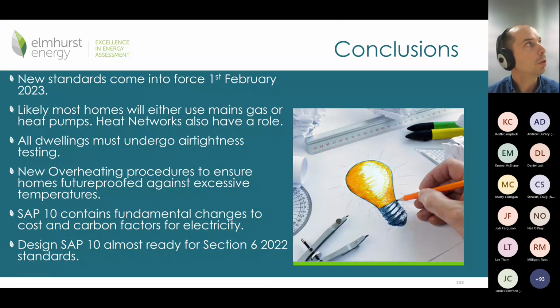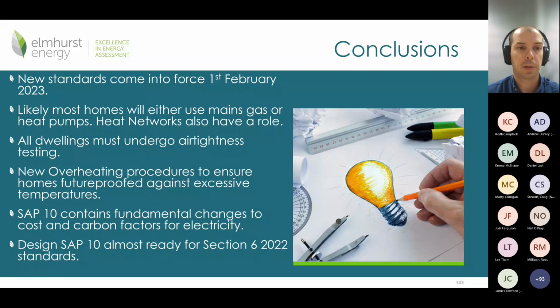Okay, so to conclude, we've been through a lot there in a short space of time. New standards come into force 1st of February now, not 1st of December. What we think will happen, most homes will either stick with mains gas, or if they're not on the gas network, they'll be looking at heat pumps, and obviously heat networks will have quite a big role as well.